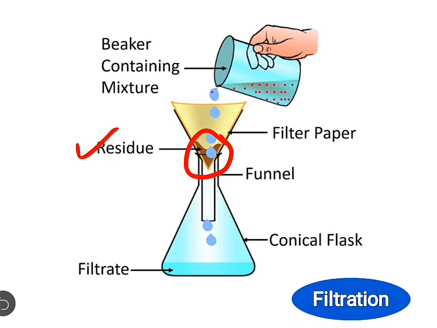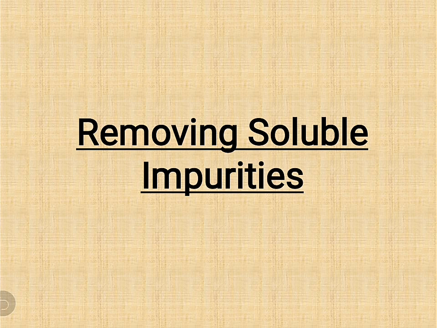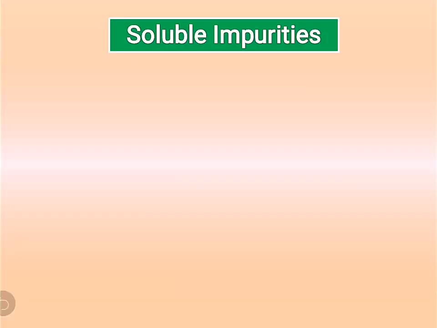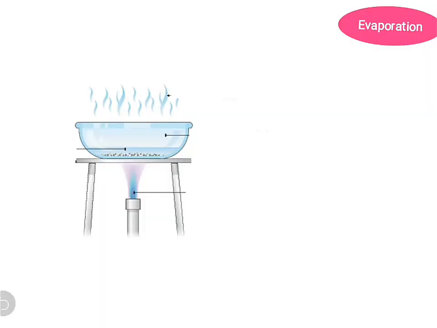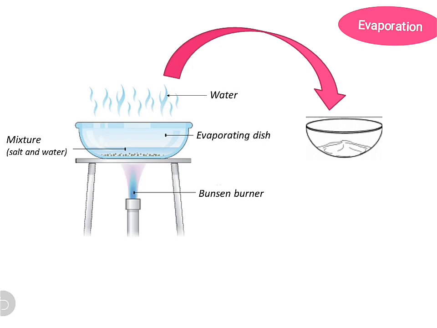Now, let us find out how to remove soluble impurities. Children, soluble impurities can be removed by evaporation or distillation. To remove soluble impurities from water through evaporation, we heat the solution containing soluble impurities like salt till the water evaporates completely. When the water evaporates completely, salt is left behind in the container.